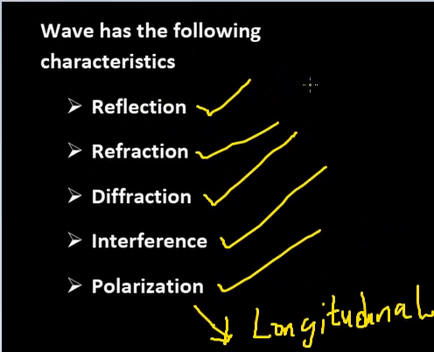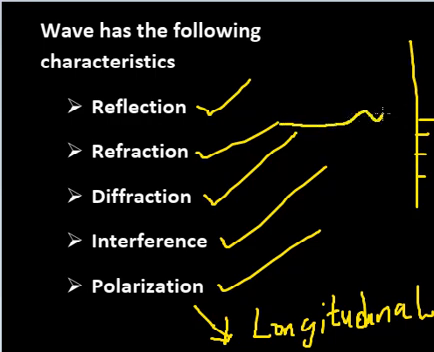Reflection, of course, as the name implies, is the bouncing back of a wave back to the medium as it encounters an obstacle. Let's say this is a boundary. We talked about reflection. A wave comes to this boundary, hits this boundary, then returns back, right?